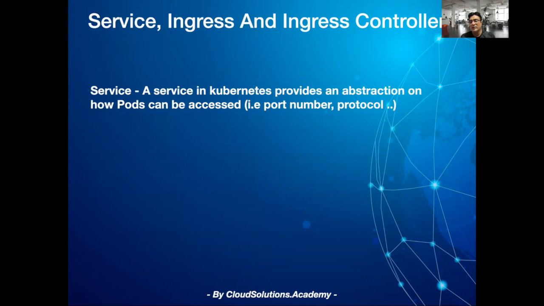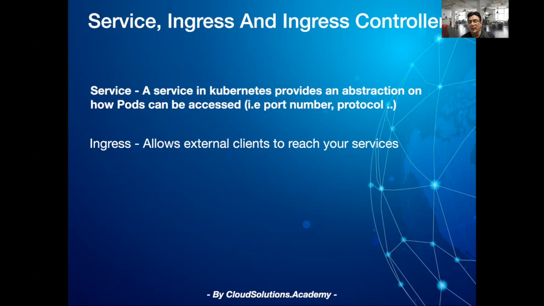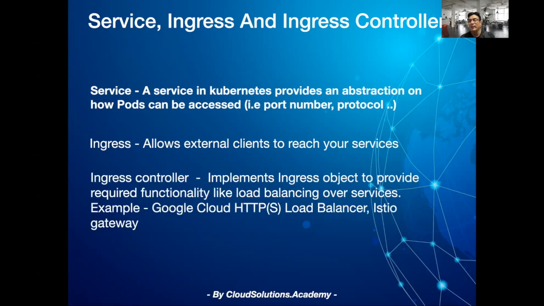Another important concept that you need to be aware of is Ingress. Ingress is basically a Kubernetes object that manages external access to your Kubernetes service, which allows external clients to reach your services. And the Ingress object needs to be implemented by the Ingress controller, which actually provides the required functionality like load balancing over services.